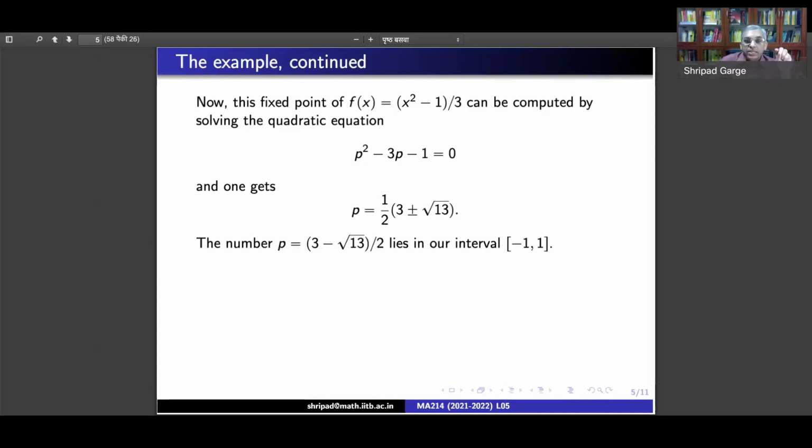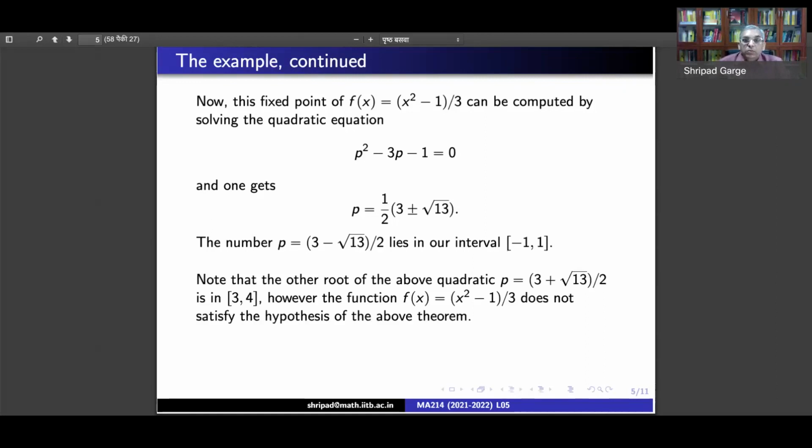It's a negative number. 3 is the square root of 9. So we are subtracting square root of 13 from square root of 9. But (3 minus root 13)/2 is between minus 1 and 1. Okay. So this is the unique fixed point that we are looking for inside minus 1 comma 1. You may wonder about the other root, (3 plus root 13)/2. This is outside our interval minus 1 comma 1, but it lies between 3 and 4. And if you were to look for the function (x square minus 1)/3 on that interval 3 to 4, it doesn't really satisfy the hypothesis of the above theorem.